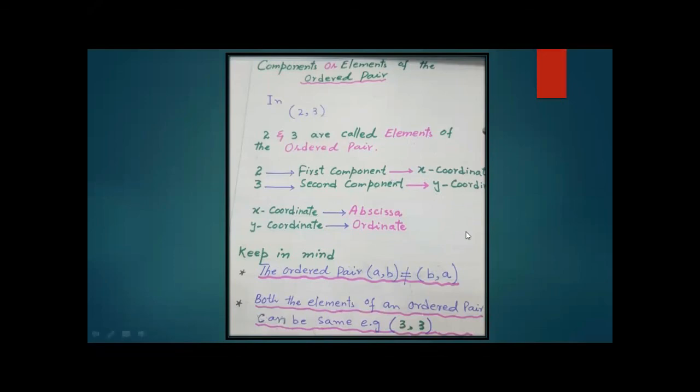This is an ordered pair, and what you have to keep in your mind is that the ordered pair A comma B is not equal to B comma A, because its first component is A and its second component is B, while in the other the first component is B and the second component is A. So these two ordered pairs are not equal. And another point is you can keep both the elements the same, for example 3 comma 3.